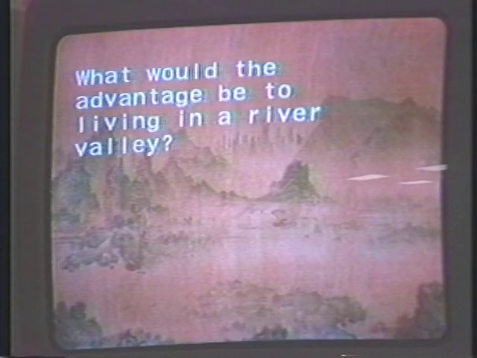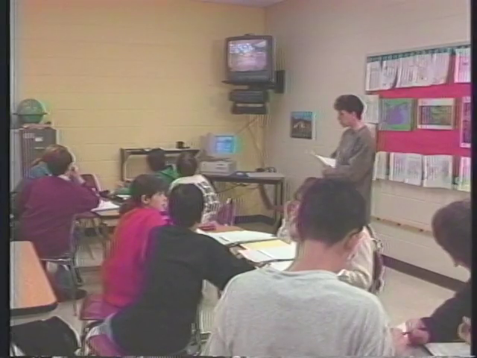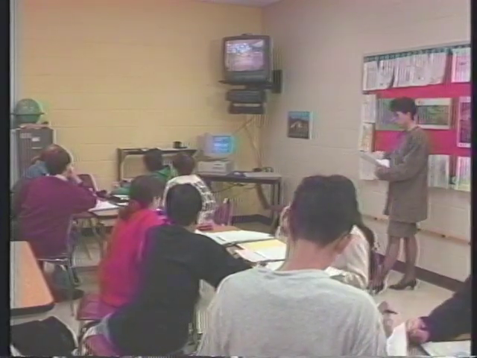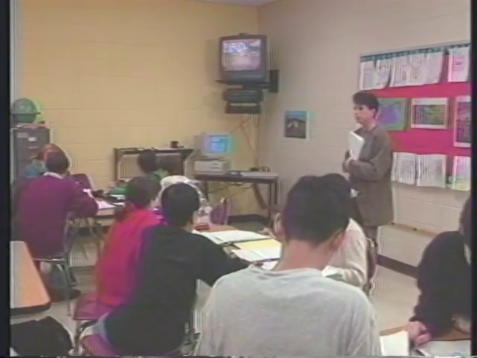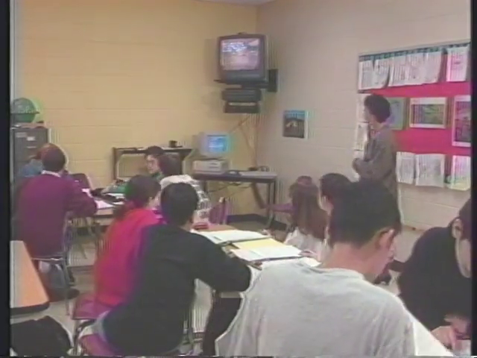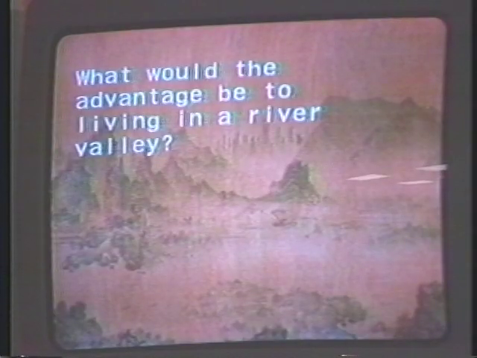Now, number 3 asks you, don't get to this question yet, but this is a painting of a river valley in China. Okay, that illustrates a river valley. Question number 3 asks, name the 2 major rivers that run through China. And then, what would the advantage be to living in a river valley?